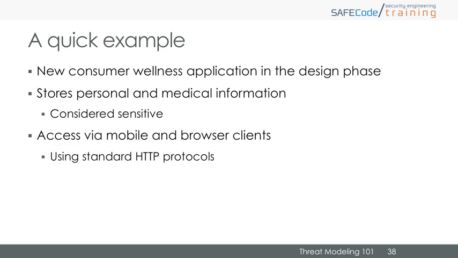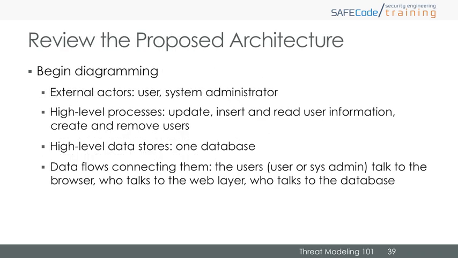You have assembled stakeholders from the development, testing, and product management teams to create a threat model of the application. Together with the stakeholders, you review the proposed architecture and begin to diagram, making note of external actors, high-level processes, high-level data stores, and the data flows connecting them, keeping everything at a very high level. This helps to bring the entire application into the scope of the discussion without dwelling on any specific details. Even at this very high level, possible threats begin to emerge.